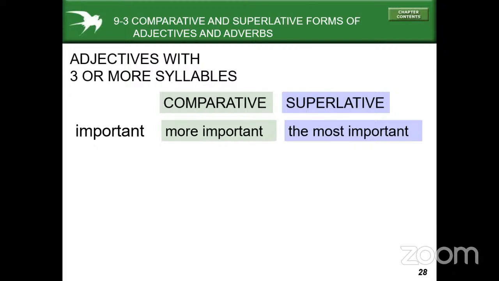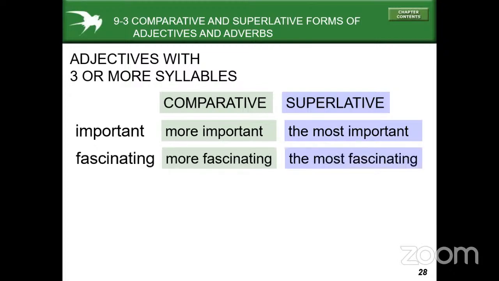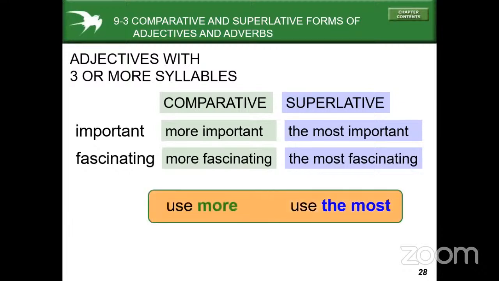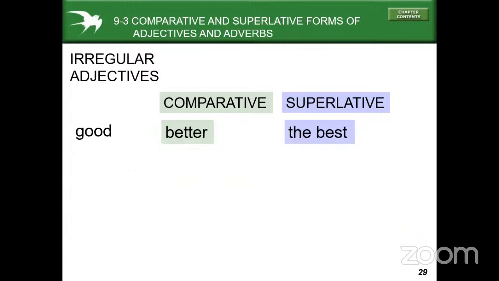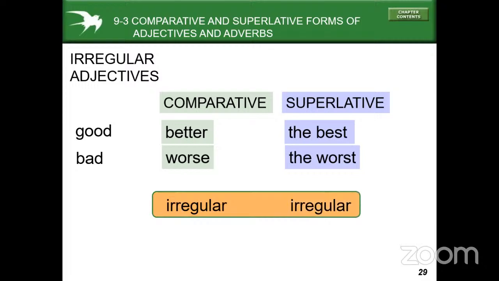And adjectives with three or more syllables, of course, will be with more and the most. Just that. More important, the most important, fascinating, more fascinating, the most fascinating. Use more and use the most when we have three syllable adjectives or more. Good is better and the best. Bad is worse, the worst. We have the irregular form in both cases, right?